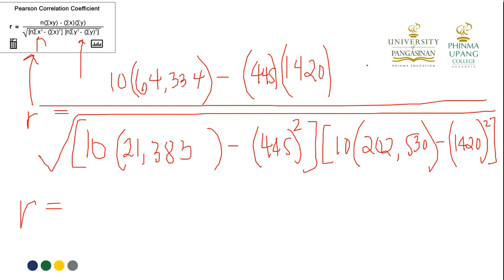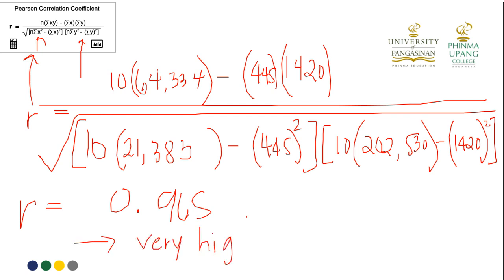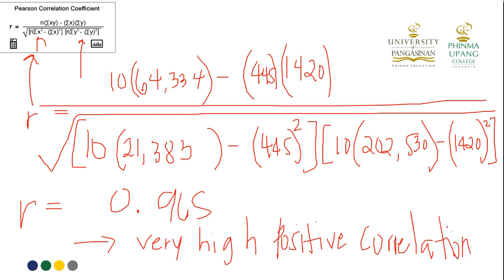So, sabi ni Glyza and Iris is 9.65. So, may sagot na pala. Di ko nakita. So, 9.65. And the interpretation is very high. Positive correlation. That's it. Simple as that.